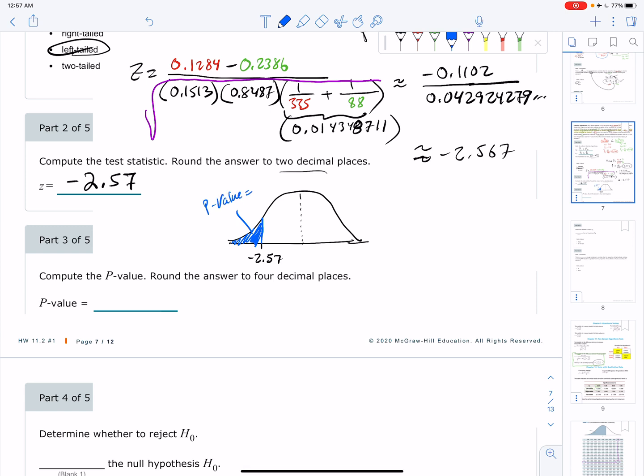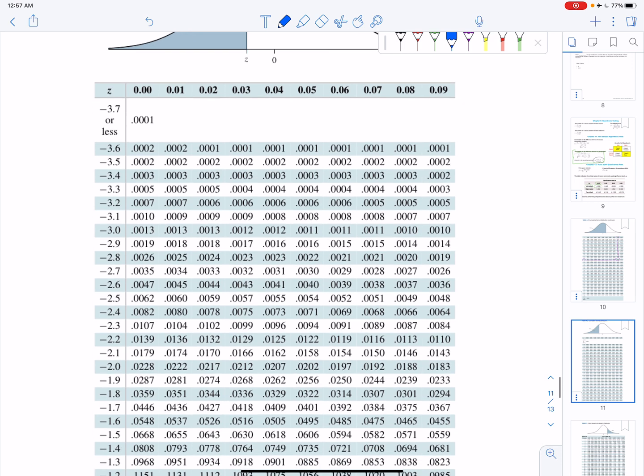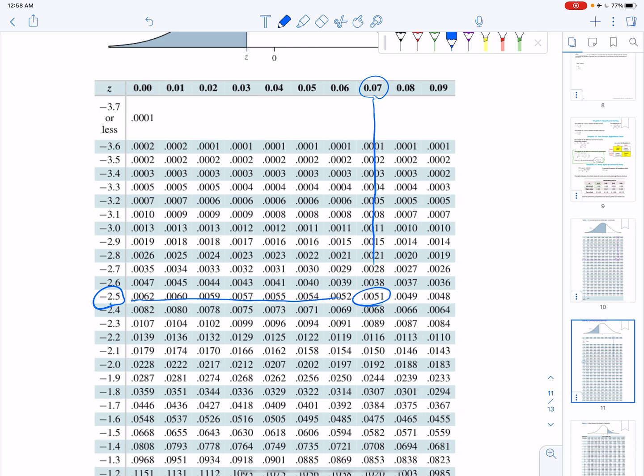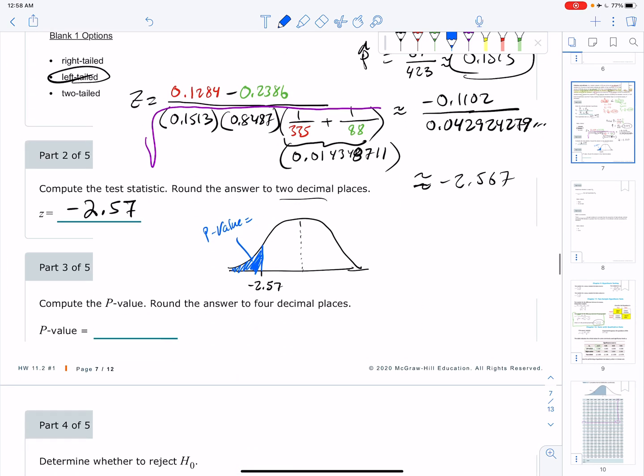So I can just look that up, right? I have a z-value of negative 2.57, and I can go to my z-value tables, the negative one, and look up negative 2.5. That's right here. 7 is right here, and it comes together right there. 0.0051. So this p-value is 0.0051.